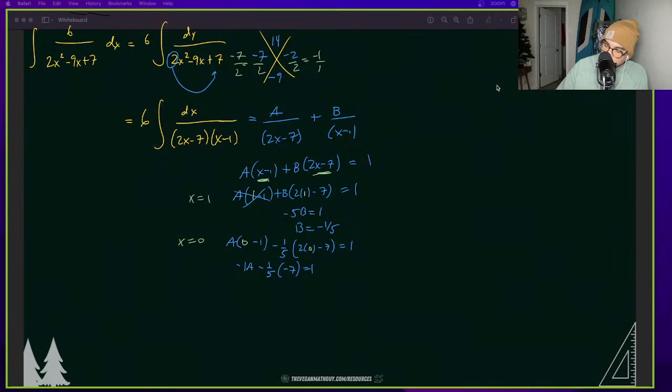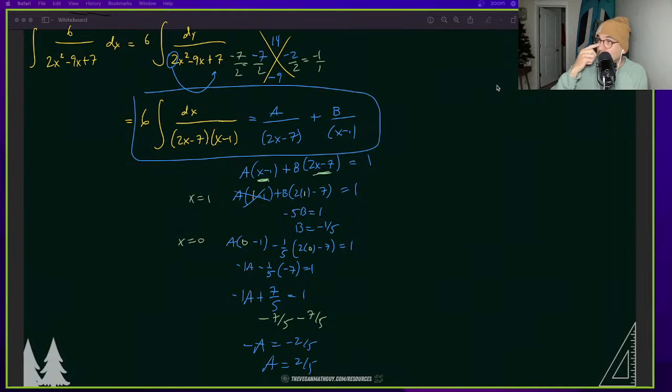Okay, so continuing on with this problem, we have negative a plus 7/5 is equal to 1. Let's subtract the 7/5 to the other side. And this is where you should know some of your fractions. So negative a is equal to negative 2/5, so then a is equal to 2/5. Okay, so now we have this integral. Let's go ahead and move it.